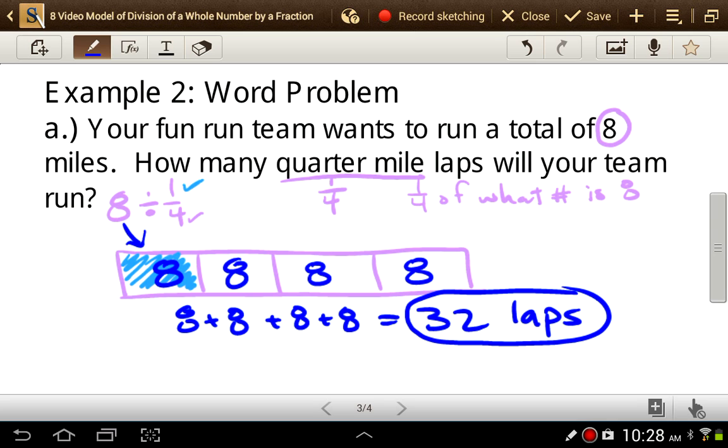Okay? If I'm running a quarter mile at a time, that means it takes 4 laps to get to 1 mile. 4 times 8, there's my 32. Okay? So that's how you do these. All right? If you need to pause, go ahead. I'm going to move on to the next problem.